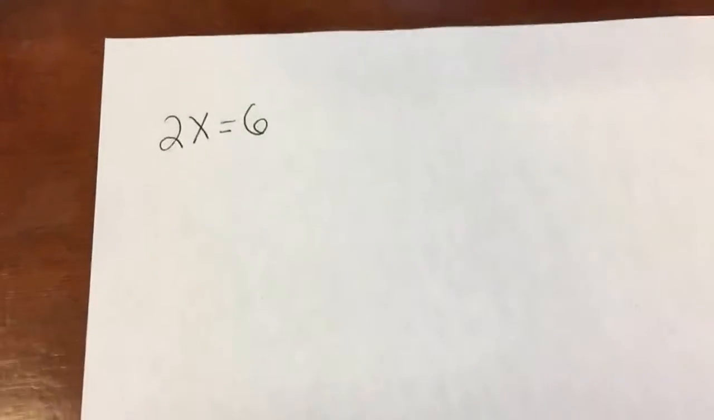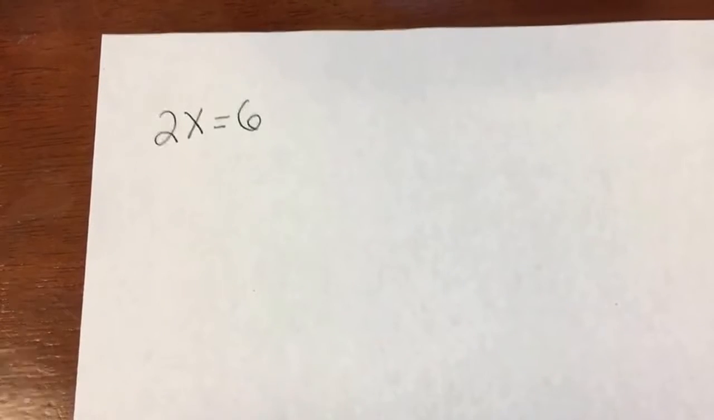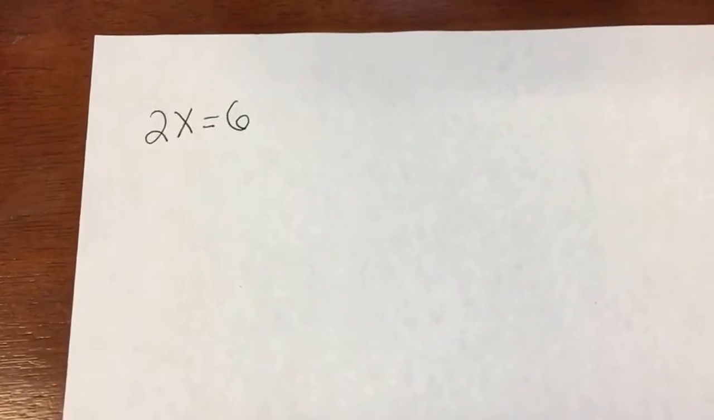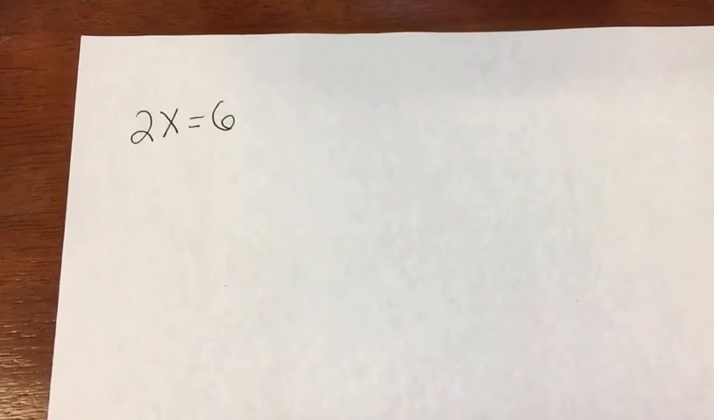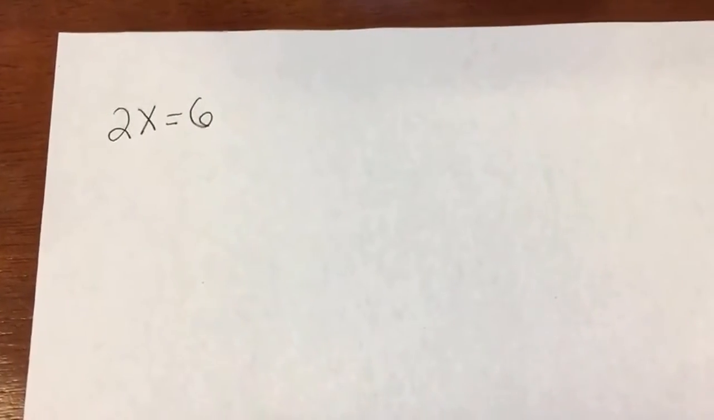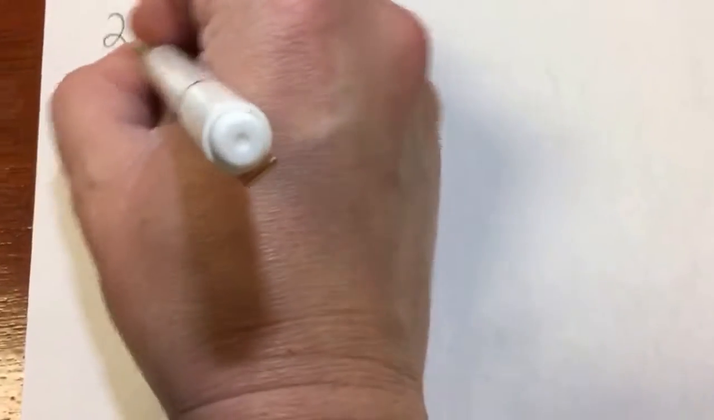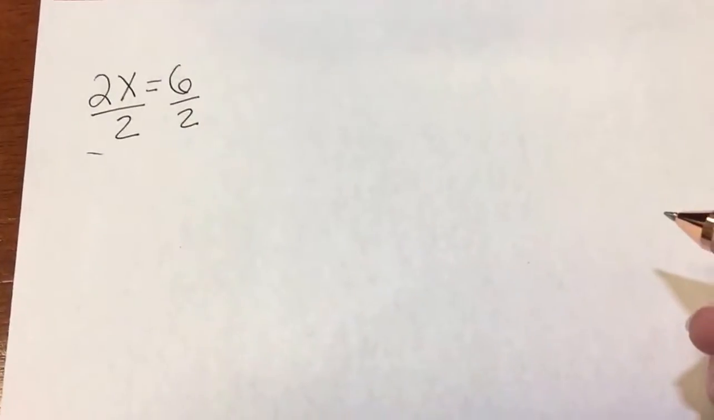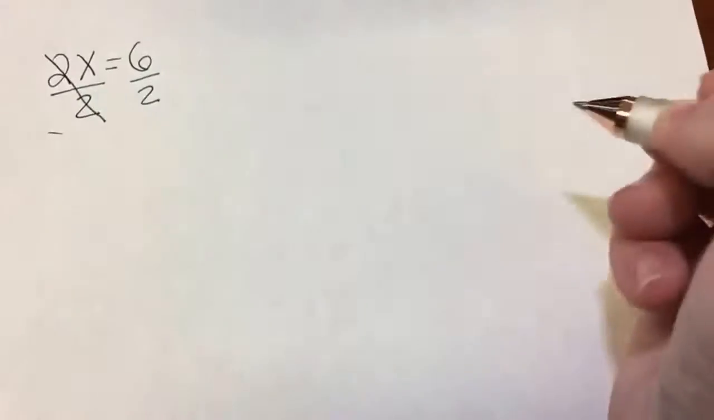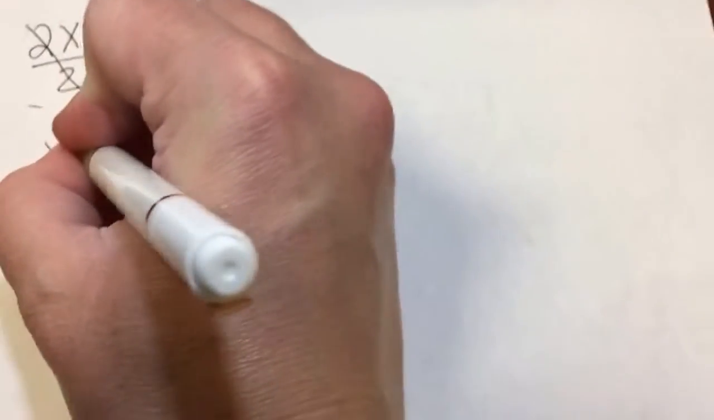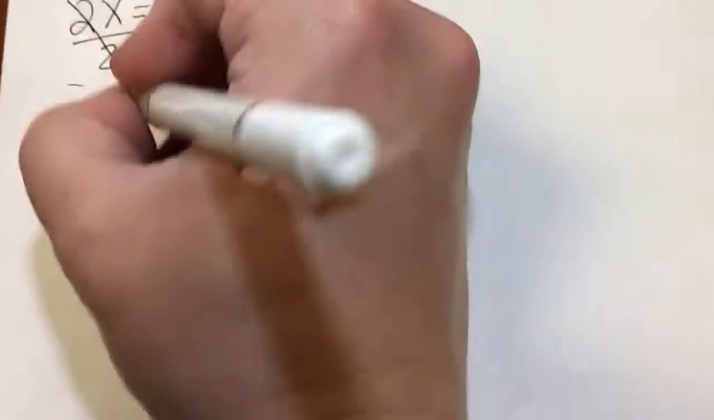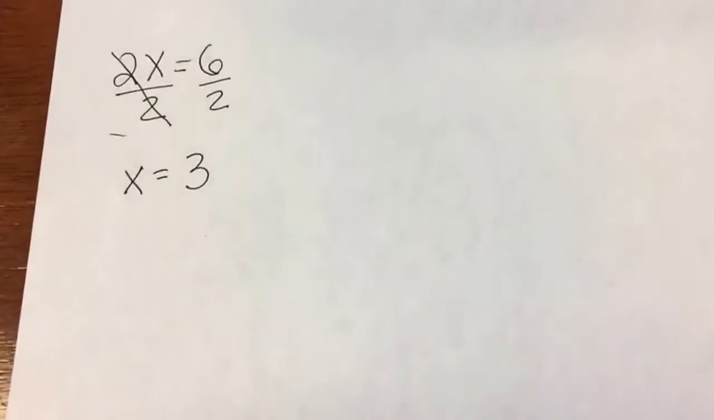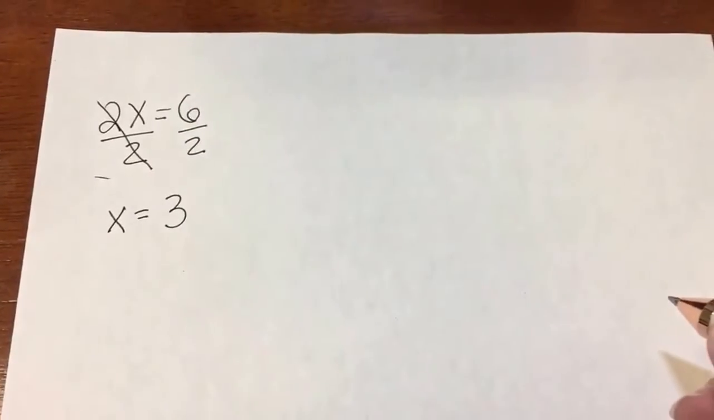So maybe we had 2x equals 6. And how do we solve 2x equals 6? Well, remember we do the opposite. Multiplying by 2, the opposite of that is to divide by 2. What I do to one side, I do to the other side. That lets my 2's divide away. So I'm left with x is equal to 6 divided by 2, which is 3. Okay, you know how to do this already.